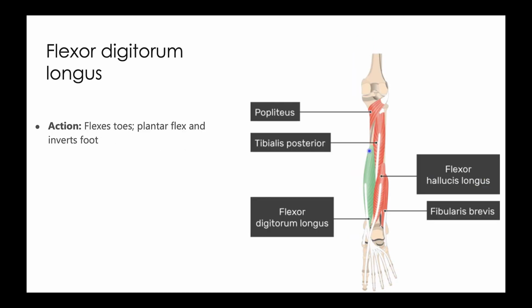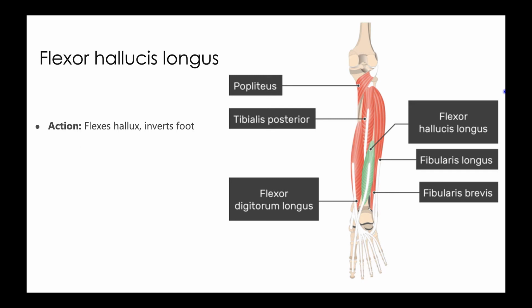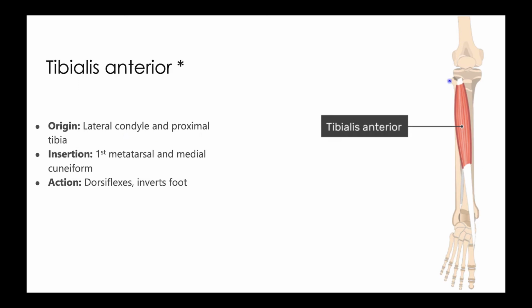Flexor digitorum longus flexes our toes. It also assists with plantar flexion and inversion of that foot. Flexor hallucis longus. If you remember, our hallux is our big toe, our pollex is our thumb, and so the flexor hallucis longus is going to flex that hallux and also plays a role in foot inversion.